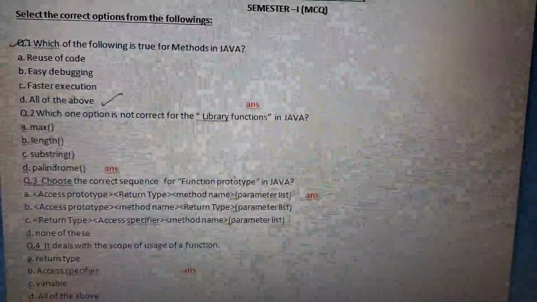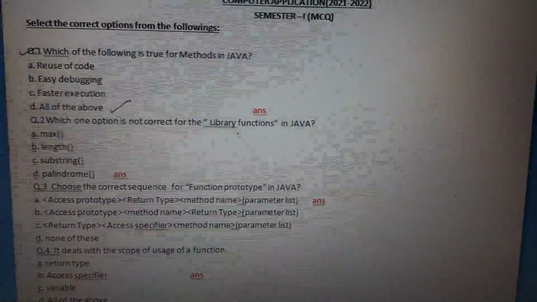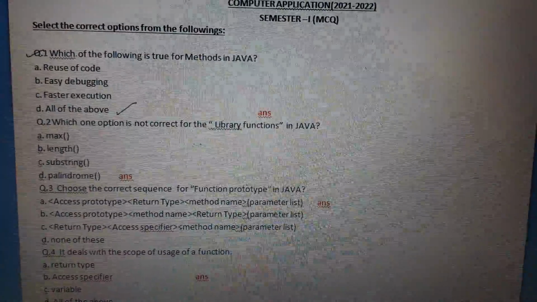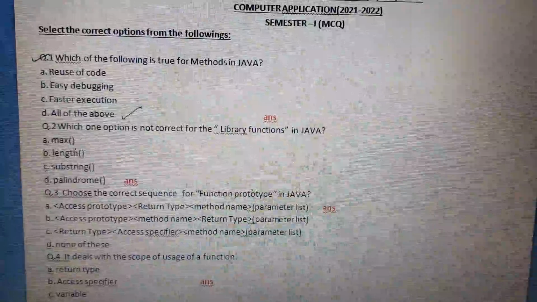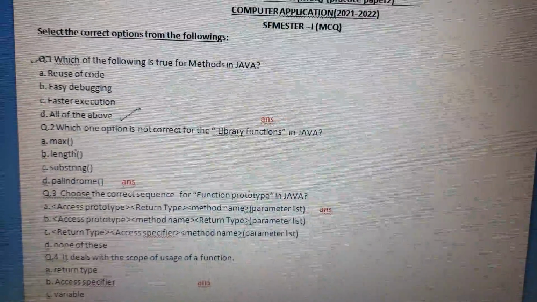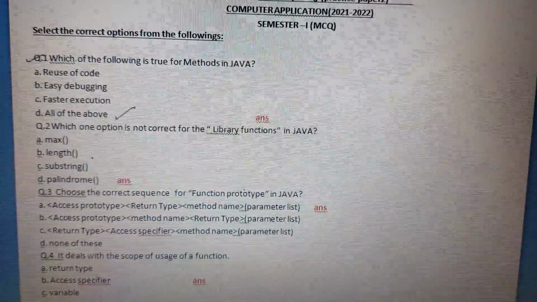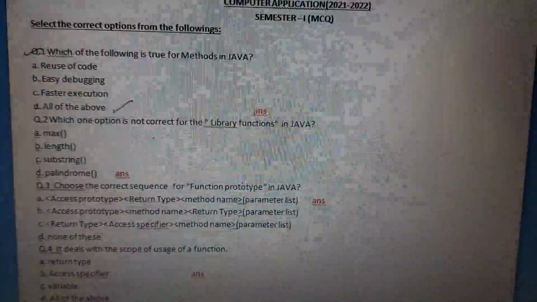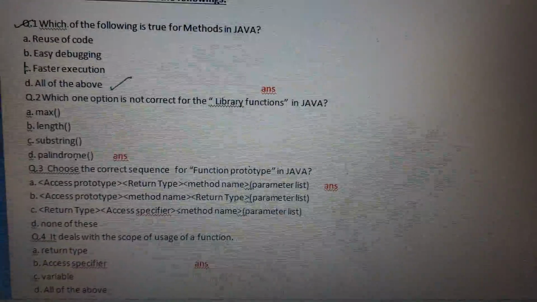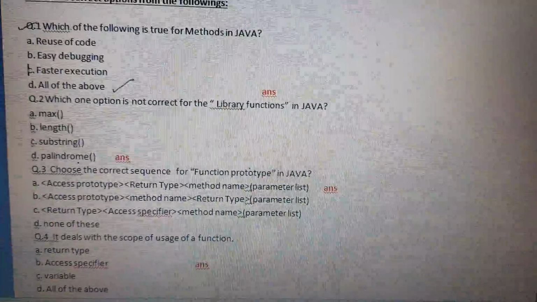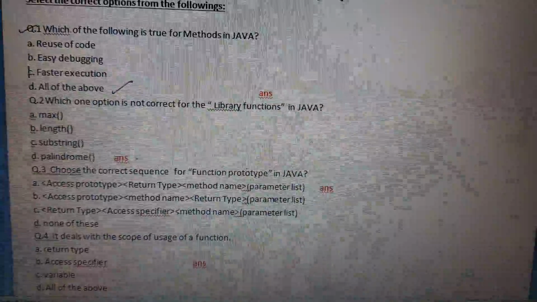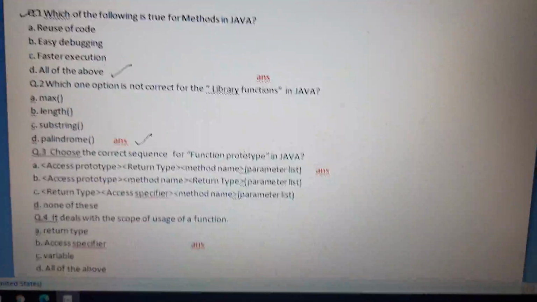Question number 2. Which one option is not correct for the library functions in Java? The answers are max, length, substring. These three are the library functions, and the question is which is not correct. So palindrome, it is a user defined function, right? So the correct answer is D.